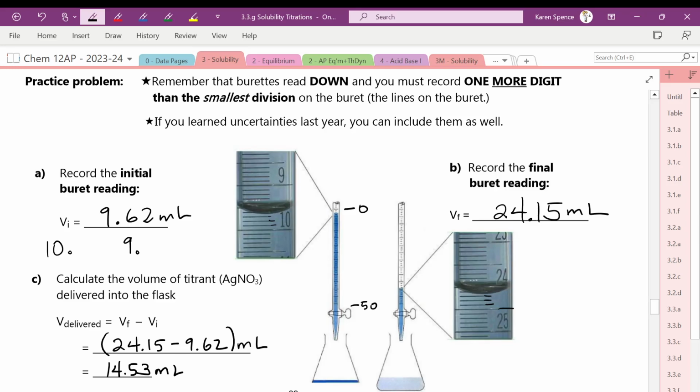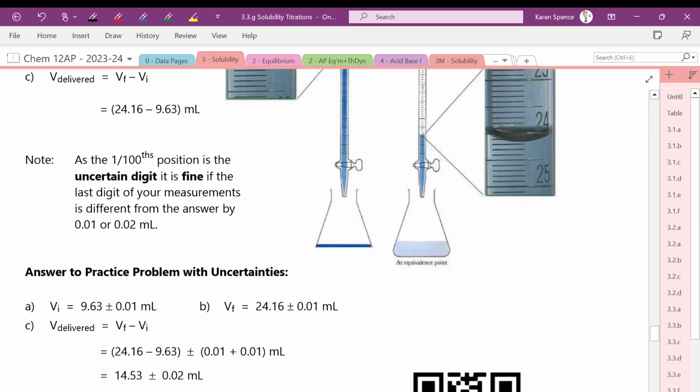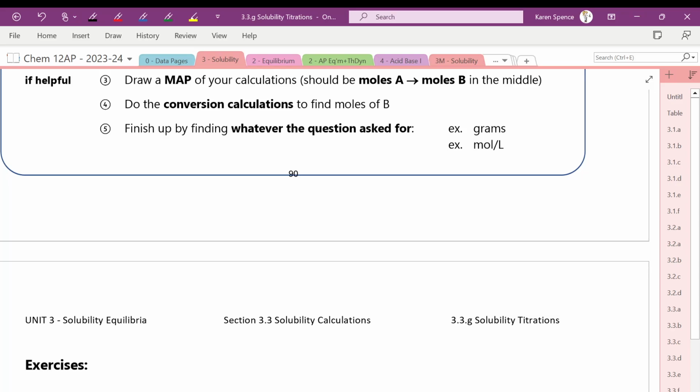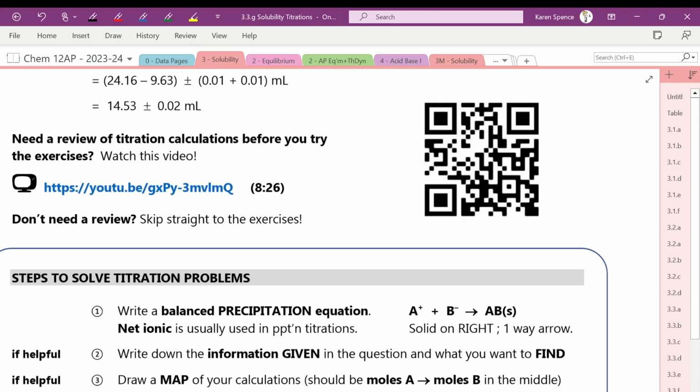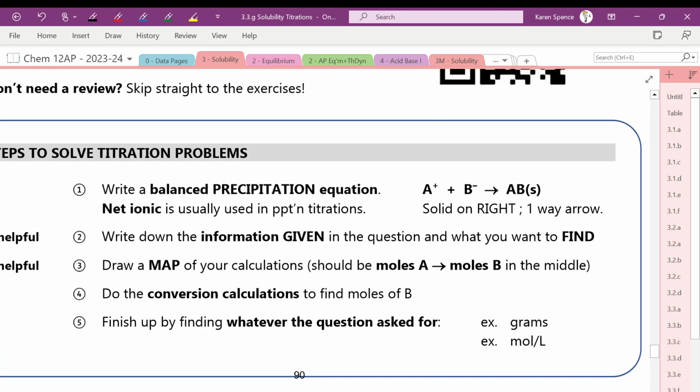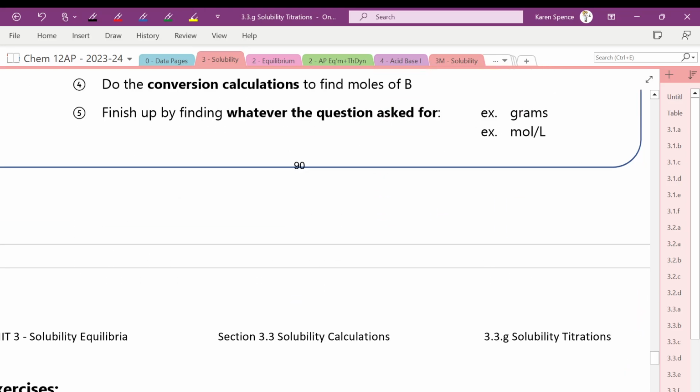Are we good? Excellent. Yep. So basically, write a balanced precipitation equation. Net ionic is usually used in precipitation titrations. Write what you want to find. You should go from moles of A to moles of B, and then finish up.